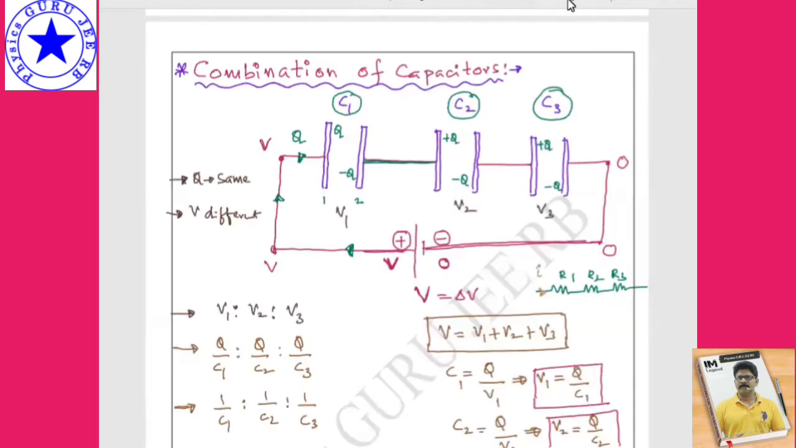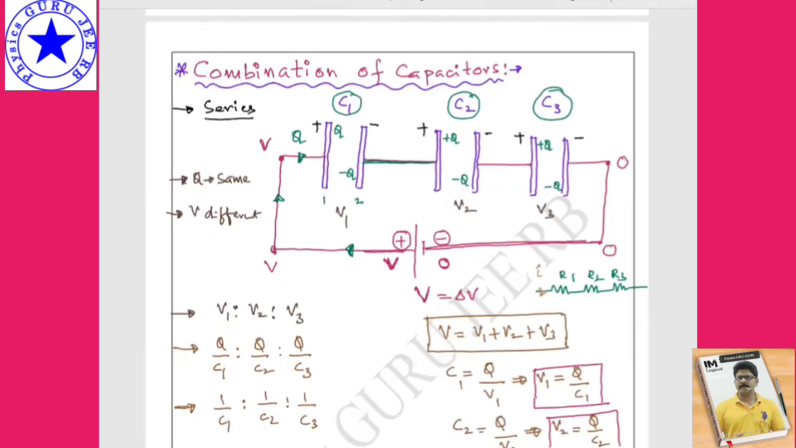So this first case is series combination. Just we discussed series combination, right? So what is the definition of series combination? This is a positive plate, and let us take the last one as negative. The negative plate of the first capacitor is connected to the positive plate of the second capacitor, the negative plate of the second capacitor is connected to the positive plate of the third capacitor, and so on. Finally, the positive plate of the first capacitor is connected to the positive terminal of the battery, and the negative plate of the last capacitor is connected to the negative terminal of the battery. This is called a series combination.